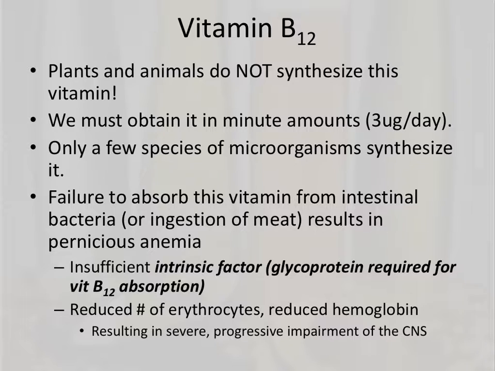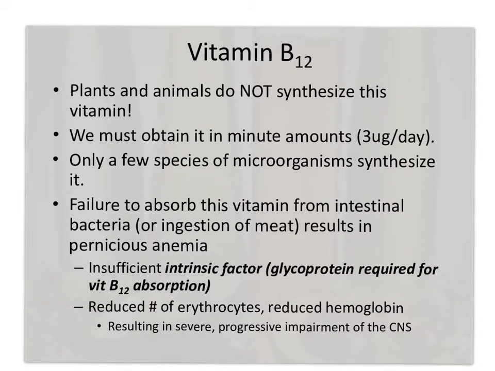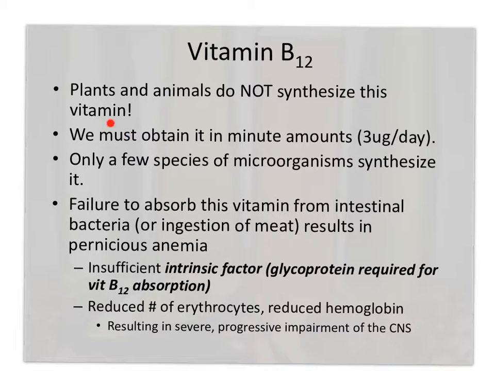I also usually try to pick out something that's medically related. Just to point out, plants and animals don't synthesize vitamin B12. So this is something that we have to get in very, very small amounts. And so we get it from microorganisms, certain probiotics that help us get our vitamin B12. There are certain diseases where your body has problems absorbing the B vitamins. This is just one instance where they have the failure to absorb from your normal bacterial flora of your gut, or the ingestion of meat.